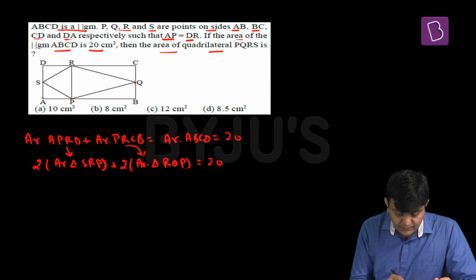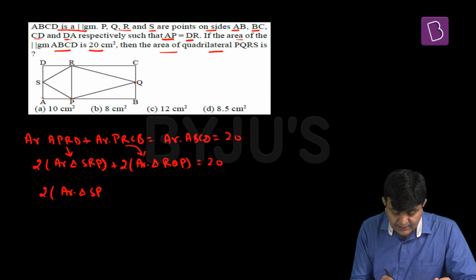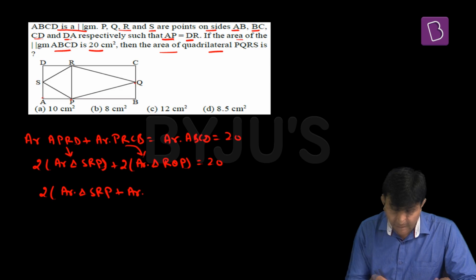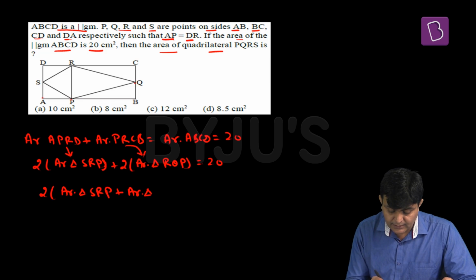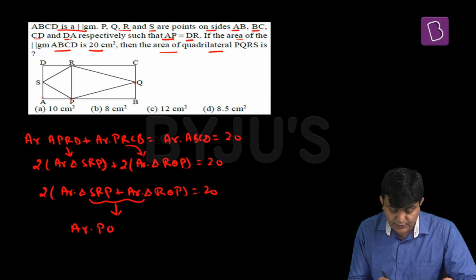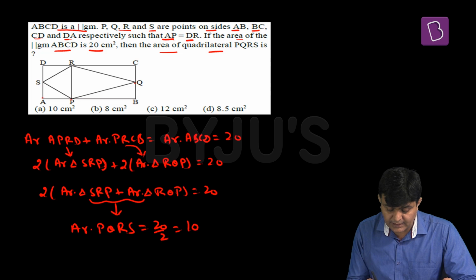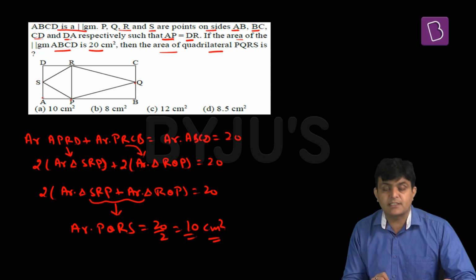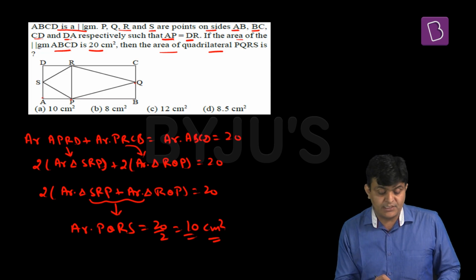So, twice the area of triangle SRP plus the area of triangle RQP is 20. See this, it is the area of PQRS, that is equal to 20 by 2, 10 centimeter square. It is half the area of ABCD.